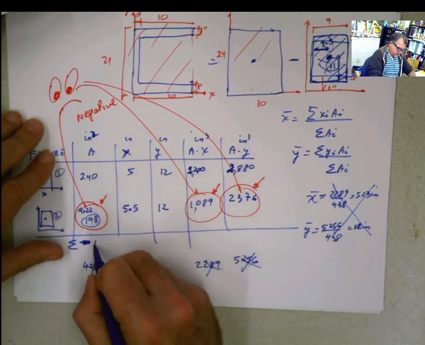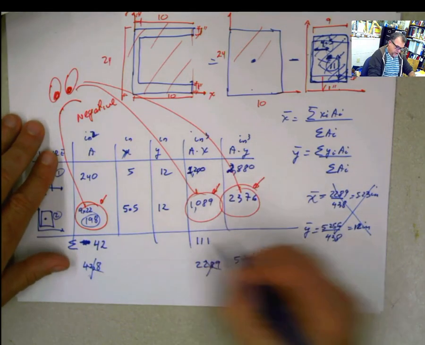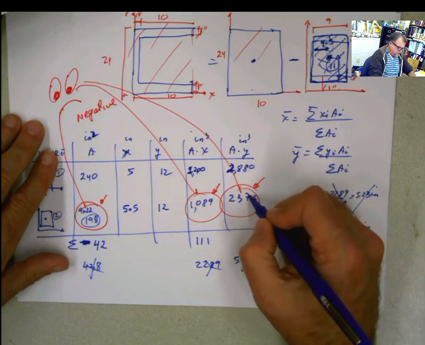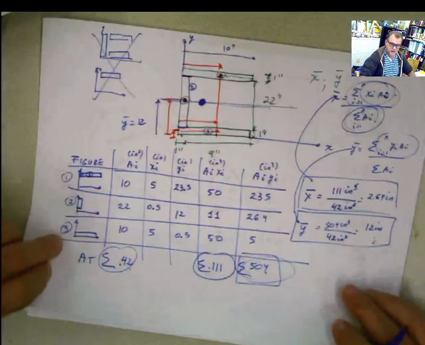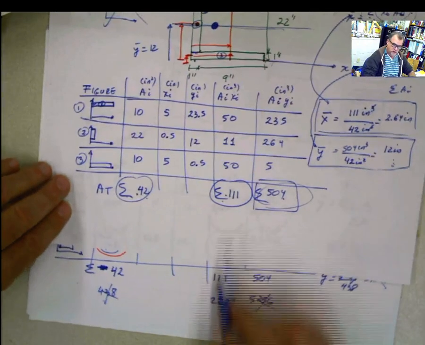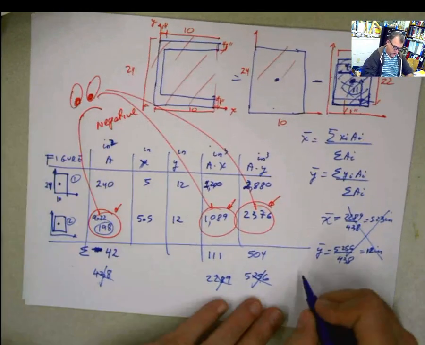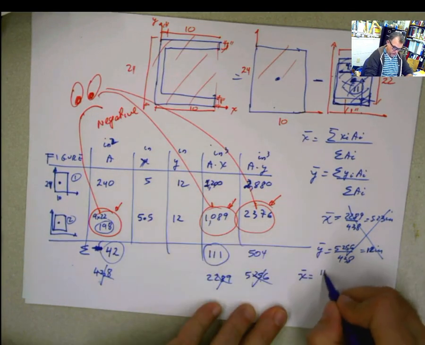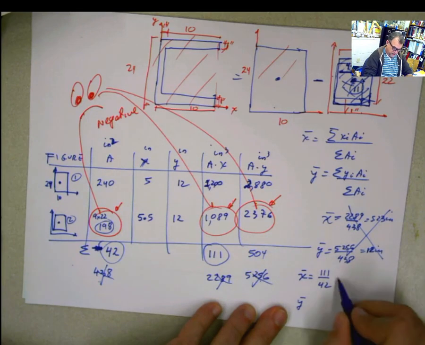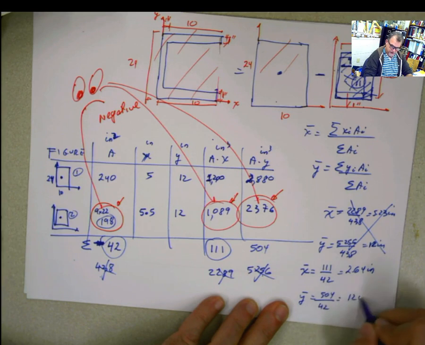240 minus 198, that is 42. 1200 minus 1089 is 111, and 2880 minus 2376 is 504. Oh, surprise, surprise. This is what we did before. Look at the values. 111, 504, 42. The fact that you're using a different method doesn't mean that it's going to be wrong. X bar, 111 divided by 42, 2.64. Y bar, 504 divided by 42, 12 inches, and those are your results.